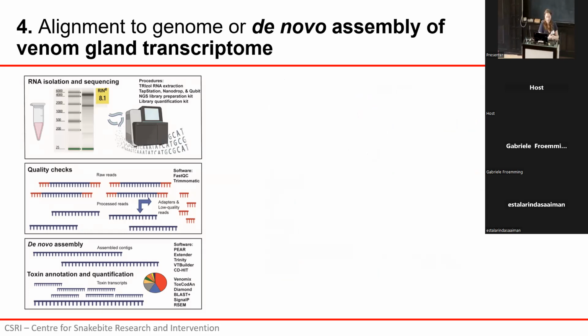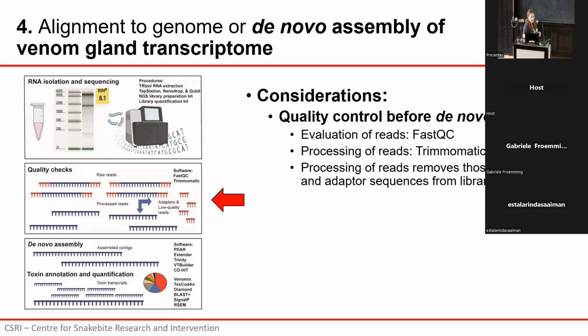Okay, all right. You can either align to the genome or do de novo assembly. A consideration for de novo assembly is quality control. You have to make sure that your reads are of the highest quality. There are programs to evaluate this, like FastQC, and also Trimmomatic, which will trim low quality sequences to produce the highest quality sequence for assembly.